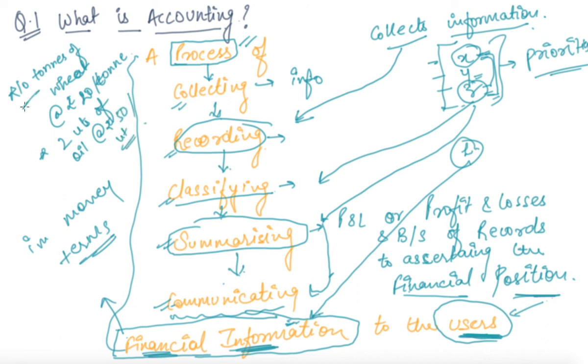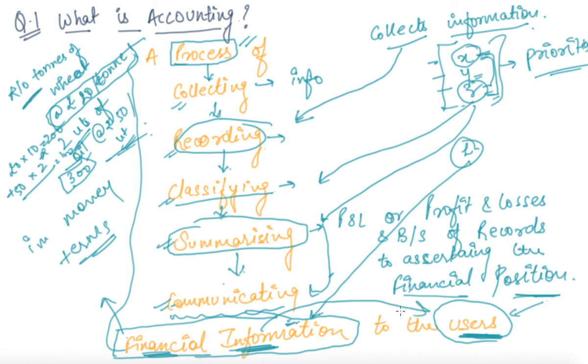So, can you say that you need 10 tons of wheat or 2 units of oil? No, obviously not. What you need to communicate to the head of the family is the total amount you require, which is 20 into 10 plus 50 into 2. You will go to the head of the family and say that you need a total amount of 300. And this is the financial information you are going to discuss with the users.